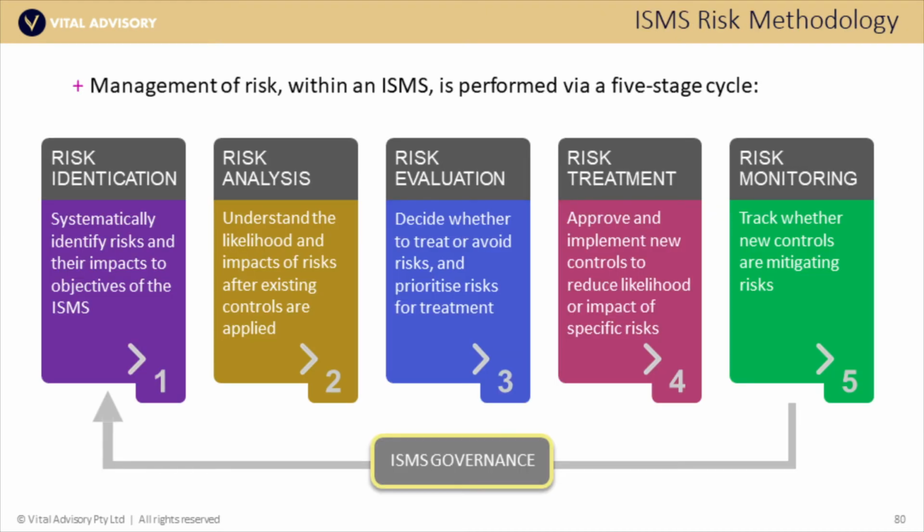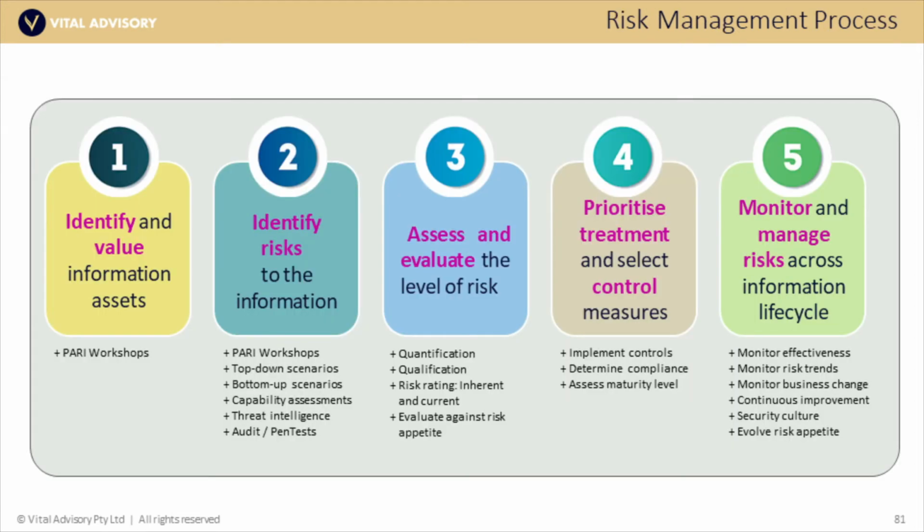Now, here's this 5-stage methodology we saw with ISO 31000. This is the typical model that we would implement. Identify, analyze, evaluate, treat, and then monitor with the right kind of governance and oversight around this cycle. We've added this other model here, which is a little bit like the VPDSF in Victoria model, where it's more based on identifying and valuing information assets. Say it might be the things we identified in our PARI workshops, then identifying the risks to those using whatever model you like, top down, bottom up, etc. Assessing and evaluating the level of risk, prioritize and treat and select the controls, monitor and manage. It's the same 5.